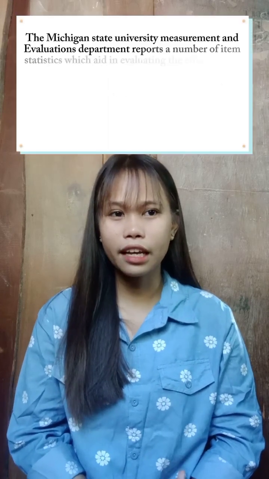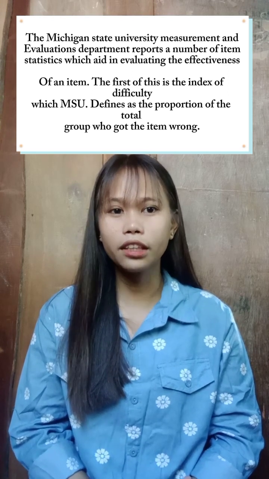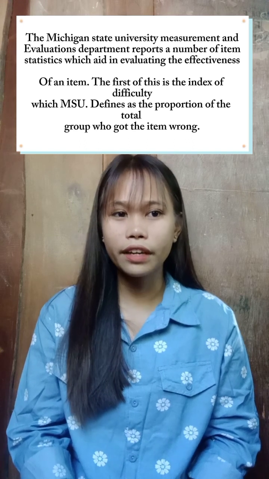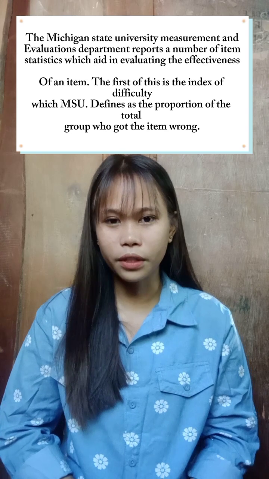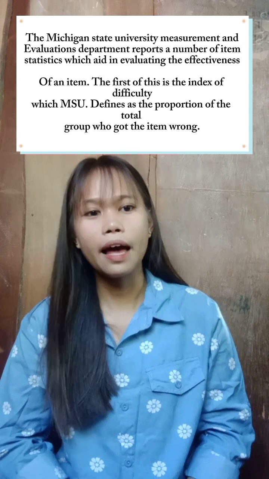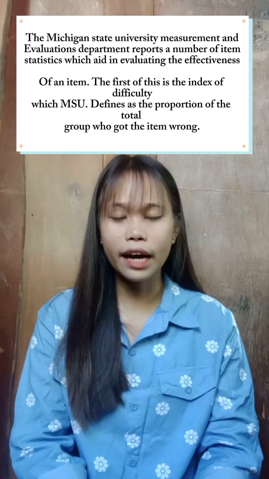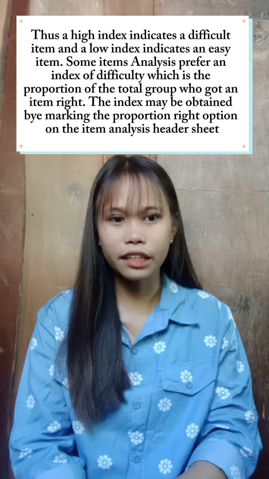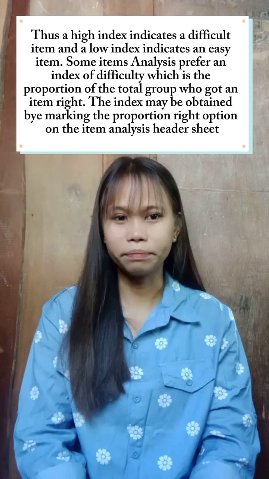The Michigan State University Measurement and Evaluation Department reports a number of item statistics which aid in evaluating the effectiveness of an item. The first of these is the index of difficulty, which MSU defines as the proportion of the total group who got the item wrong. Thus, a high index indicates a difficult item, and a low index indicates an easy item.